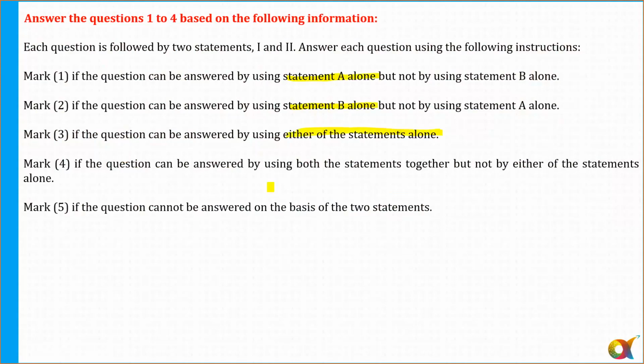Mark 2 if you are getting the answer by statement B alone, but not by A alone. Mark 3, if the question can be answered by using either of these statements alone. Mark 4, if it can be answered by using both the statements together, but not by either of them. And mark 5, if the question cannot be answered on the basis of the 2 statements. So, if there is a question based on the data sufficiency, I always attack it first because they are single questions and it's easy to do. Yes, but at times, it might be possible that you get the answers wrong, if you make silly mistakes.